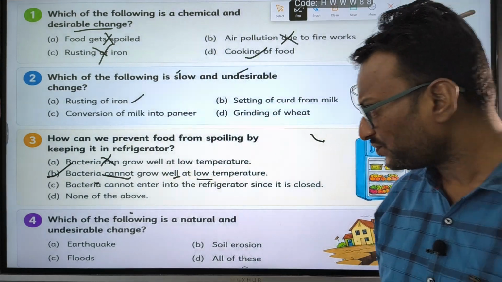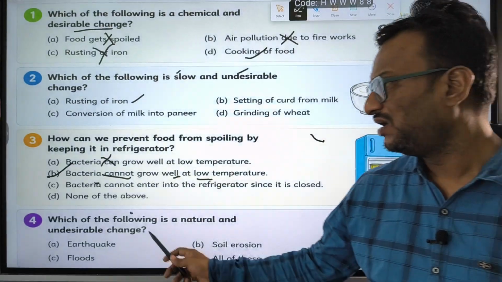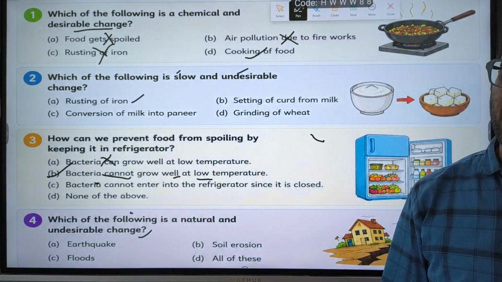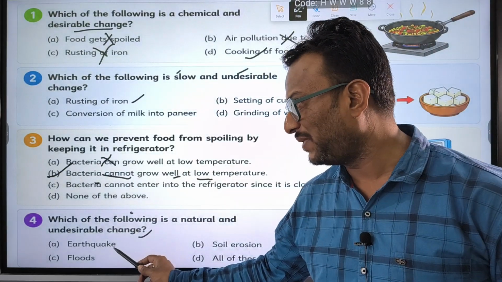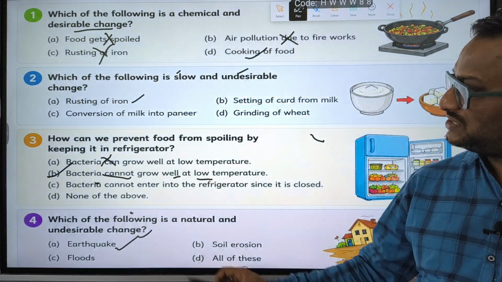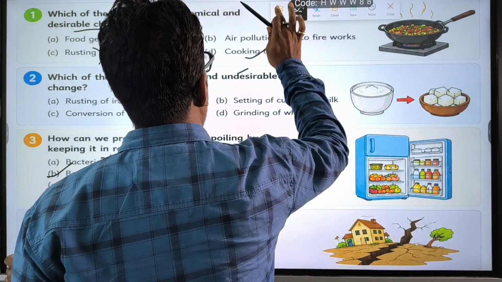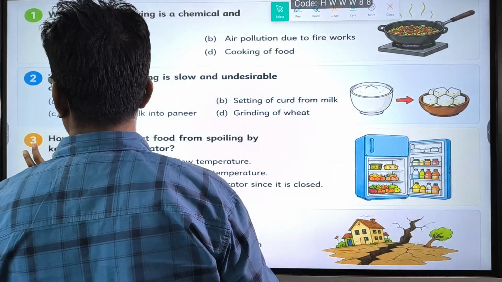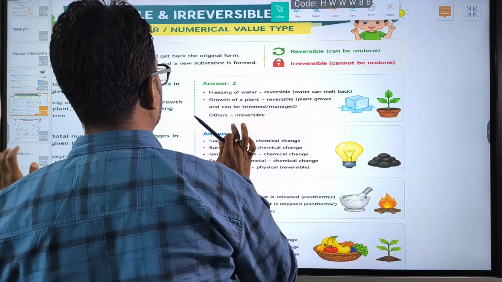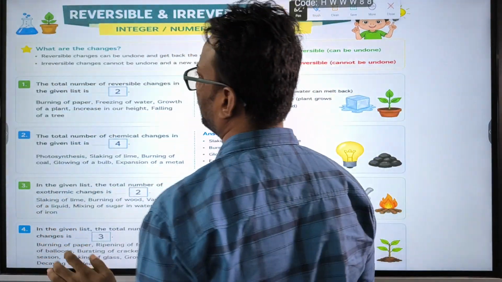Which of the following is a natural and undesirable change? The change should be natural and should be undesirable. I mean, humans do not want it. That is an earthquake. Next one.